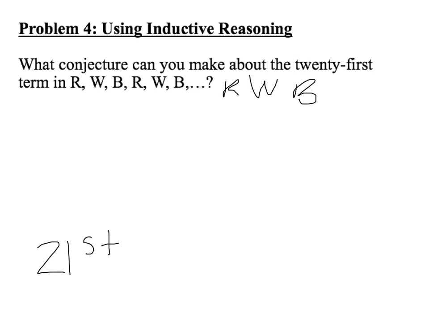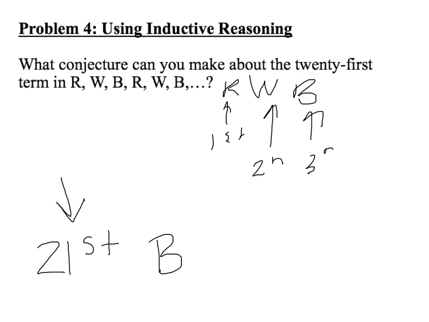However, since I know that it's a multiple of 3, if my term that I'm looking for is a multiple of 3, then I can just say that the last letter would be B. Because this is my first term, this is my second term, and third term. So all of the multiples of 3 that can fit into 21 would be B.